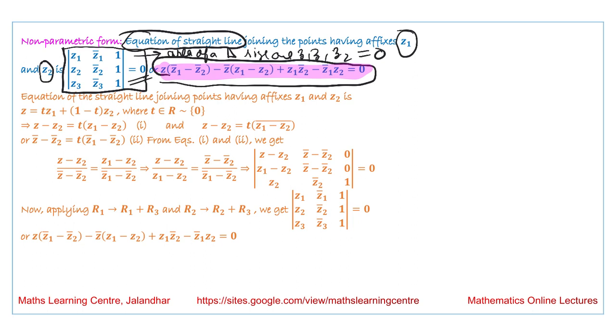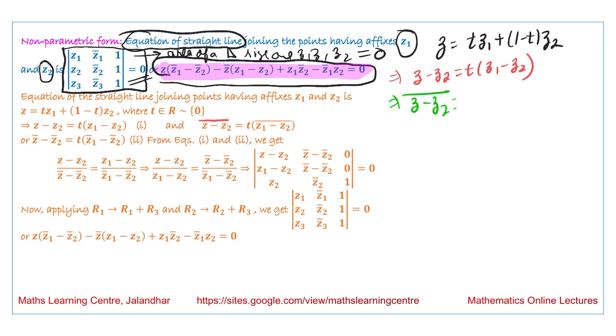Now, another method to derive this equation: we have already seen that in the parametric form, the equation of this line is Z equal to T times Z1 plus 1 minus T times Z2. Now, we want to eliminate this parameter T. So, we write this in the form Z minus Z2 is equal to T times Z1 minus Z2. And this implies that the conjugate of Z minus Z2, that is, Z bar minus Z2 bar, is equal to T times Z1 bar minus Z2 bar. Bar means we are talking about the conjugate over here. So, this equation gives us that Z conjugate minus Z2 conjugate is equal to T times Z1 conjugate minus Z2 conjugate.